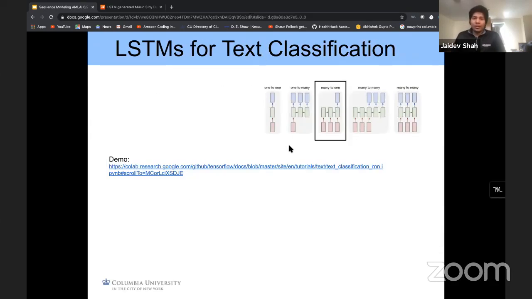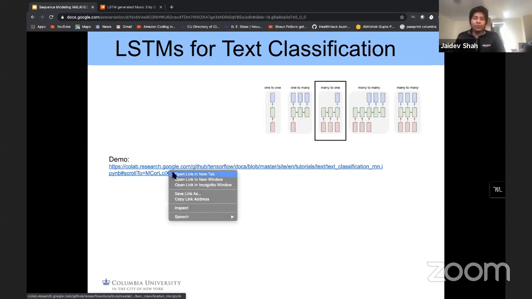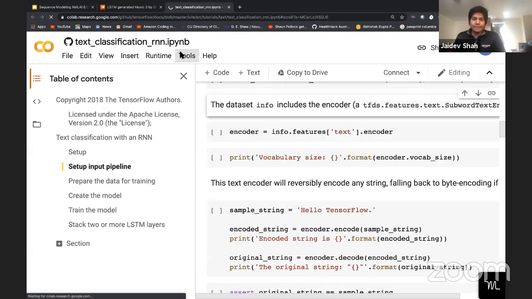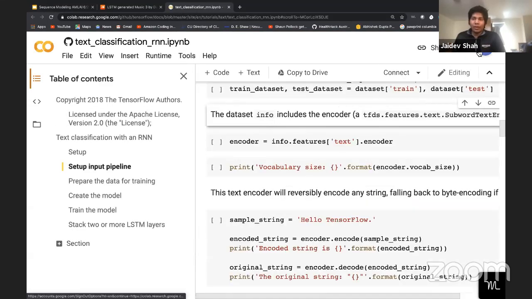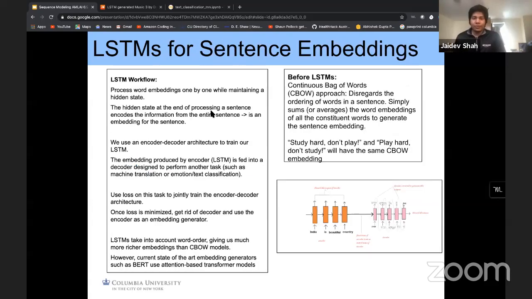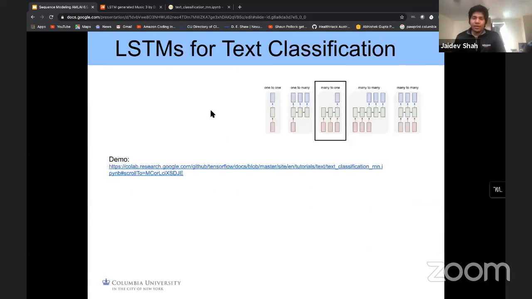So here's a quick demo for text classification. I'm running these demos on a different laptop. So what I'll do is I'll do all the demos at the end actually. No, because then I'll have to shift accounts. So I'll do this demo as well at the end.